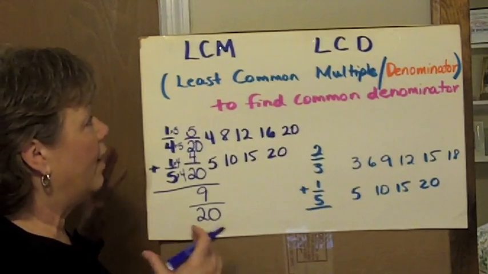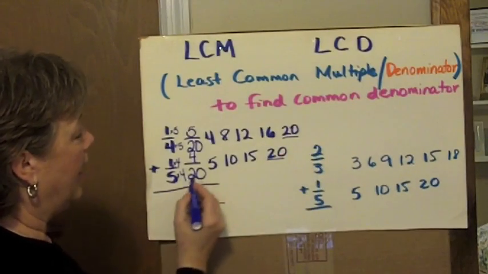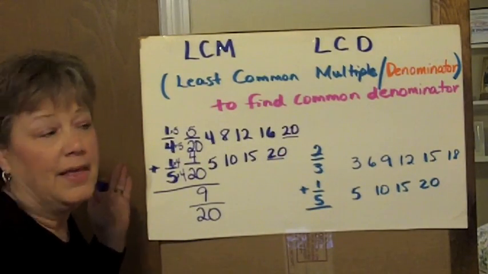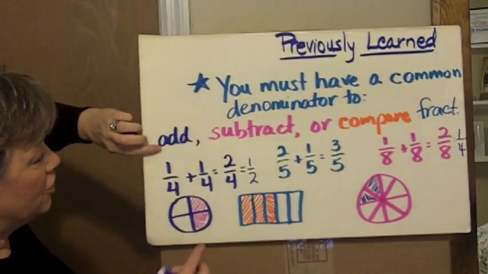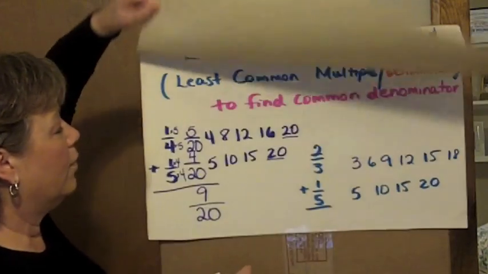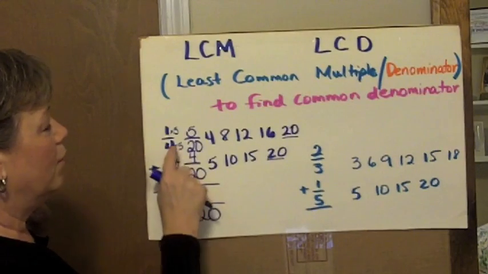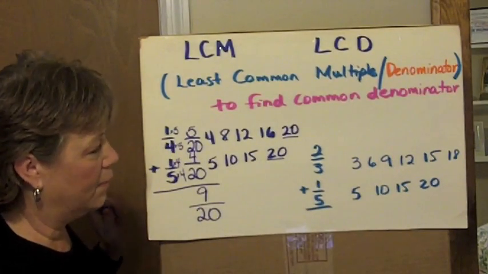Again, we have found the least common multiple, and we have converted to a new fraction that means the same thing. Just like 2/4 equals 1/2 and 2/8 equals 1/4, I know that 1/5 equals 4/20ths and 1/4 equals 5/20ths. So let's look at another example.